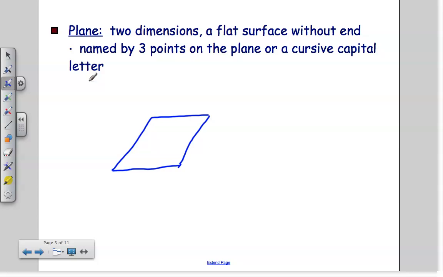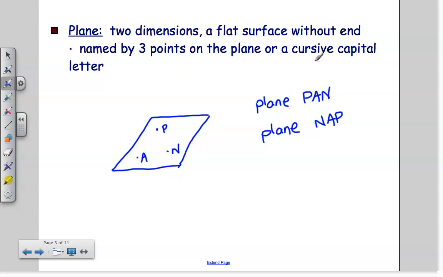The way that we name planes is either you pick 3 points on that plane. So I'm going to put 3 points on this plane. How about P and A and N? And then we write the word plane. So this is plane PAN. I could really do any assortment of those 3 letters or any 3 points that were on this plane. Plane NAP, ANP, APN, however you want to name those 3 letters.